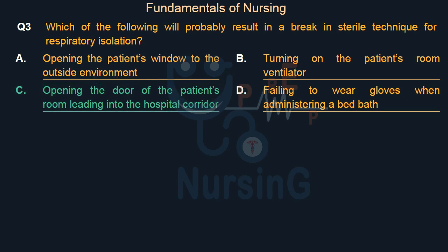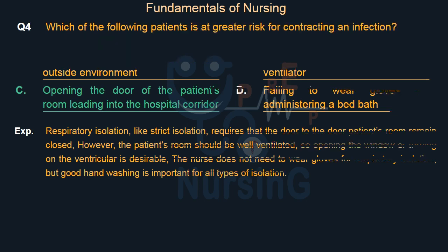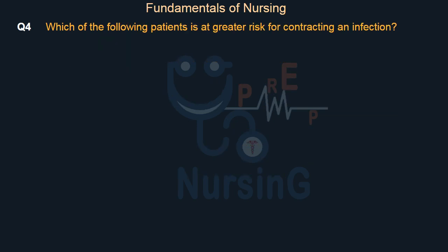Opening the door of the patient's room leading into the hospital corridor. Respiratory isolation, like strict isolation, requires that the door to the patient's room remain closed. However, the patient's room should be well ventilated, so opening the window or turning on the ventilator is desirable. The nurse does not need to wear gloves for respiratory isolation, but good hand washing is important for all types of isolation.